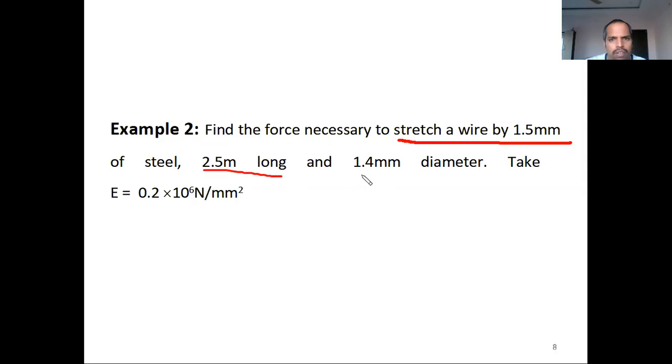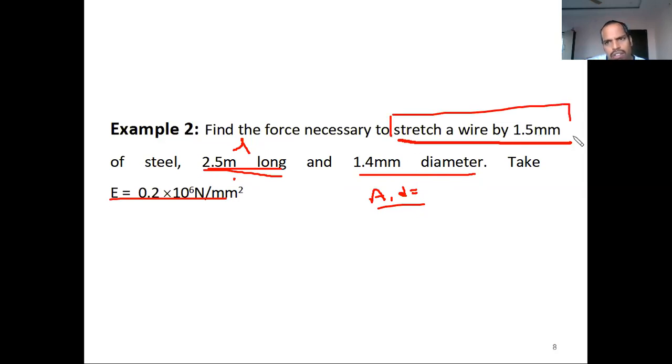See, whatever is given: it is 2.5 meter long, so it is nothing but length, and diameter D is given, which means we can calculate the area. Young's modulus is given, right? So what we need first: find the force necessary to stretch a wire, stretch a wire by 1.5 mm.